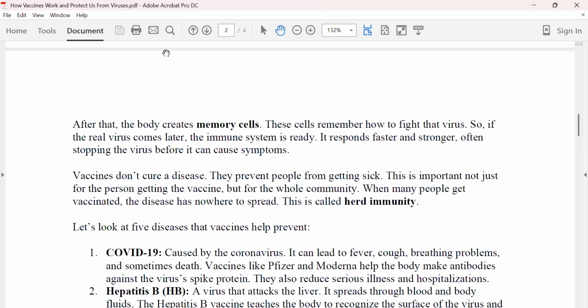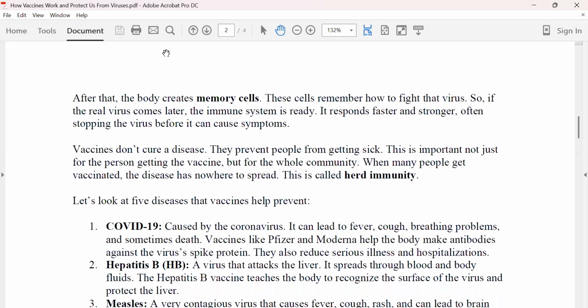So when we want to do vaccines, they want to do it as a community, as a whole, not just one, two, three, four, five, and let the rest of the people remain unvaccinated. That's why vaccination needs to be provided to most of the people in the village. If it's not possible to do all, then they do most of the people. You can read more about five diseases that vaccines help prevent.